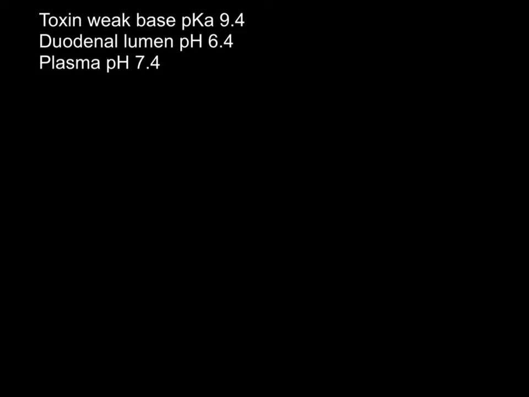Hi, I'm going to talk about question number 8, which is part of ionization practice set number 2. This is the one where a dog ingests strychnine, which is a weak base with a pKa of 9.4. We're interested in knowing between two compartments, the duodenal lumen with a pH of 6.4 and the plasma with a pH of 7.4, where's this drug going to move?